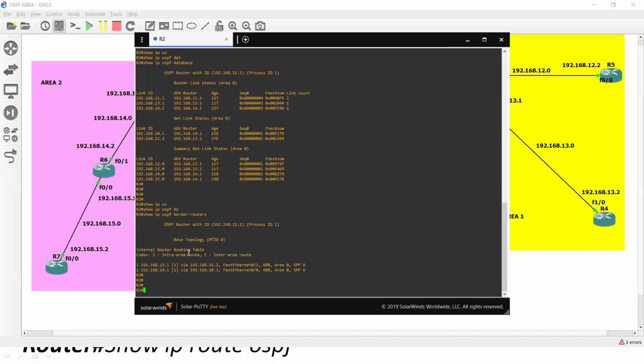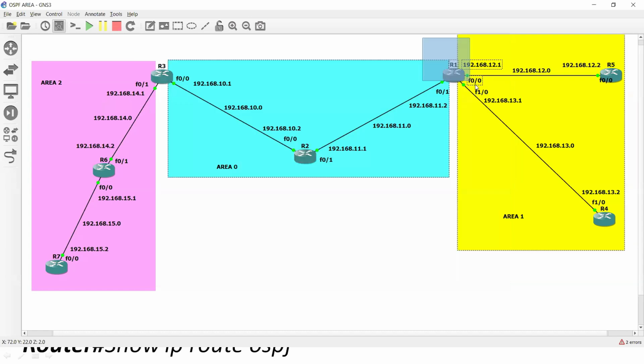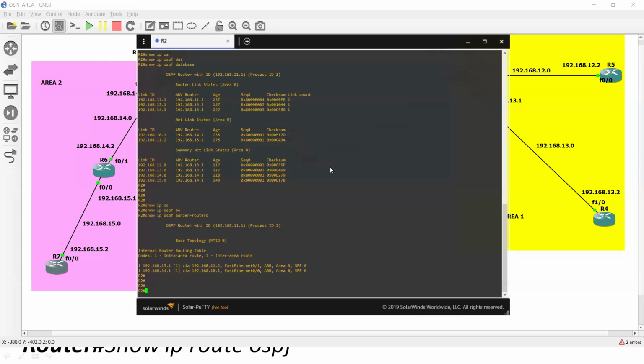So it will answer me that there are two routers, 192.168.13.1 and 14.1. This router is known as 192.168.13.1 and this router is known as 14.1, because the routers are known by their router ID. So the router ID for this router is 192.168.14.1. That is why it is showing 14.1 in the show command, and 192.168.13.1. So these are the router IDs. In OSPF, all the processing will be done on the basis of the router ID. That is why it is showing 192.168.13.1 and 14.1.